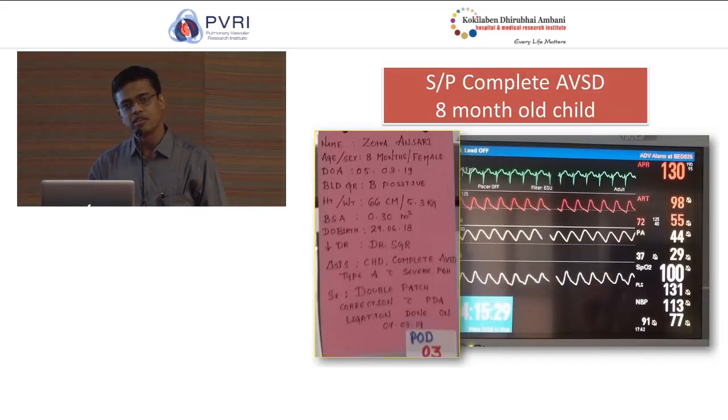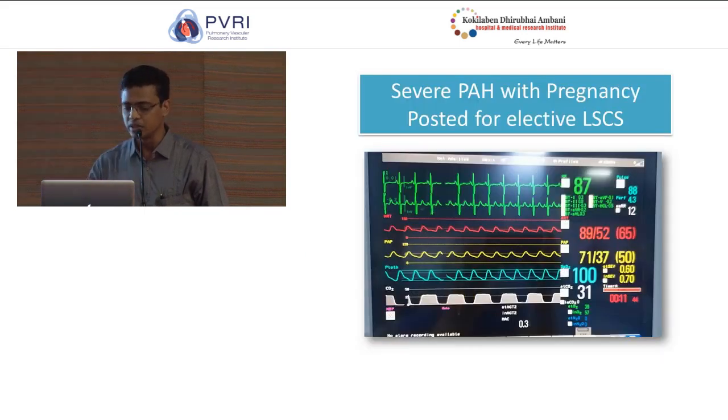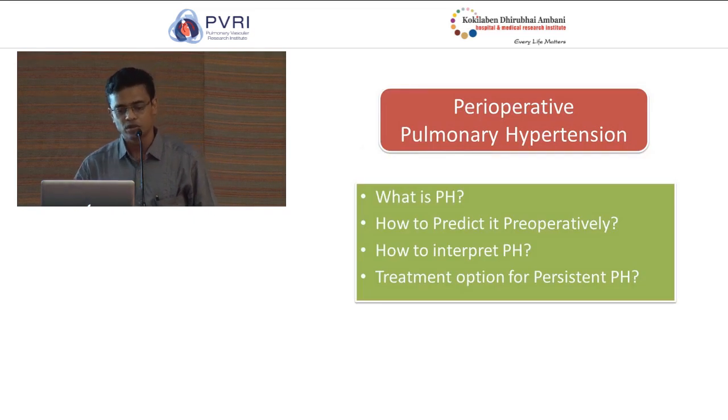This is a case of complete AV canal defect, 8 months old, associated with another comorbidity, Down syndrome. This patient also had a high PA pressure on POD 3. And this is a case of severe PH with pregnancy. We were forced to manage it, in spite of discouraging the pregnancy; they came to us and we gave perioperative management for such patients. So it is a broad spectrum, and I am going to cover only a few of the topics.